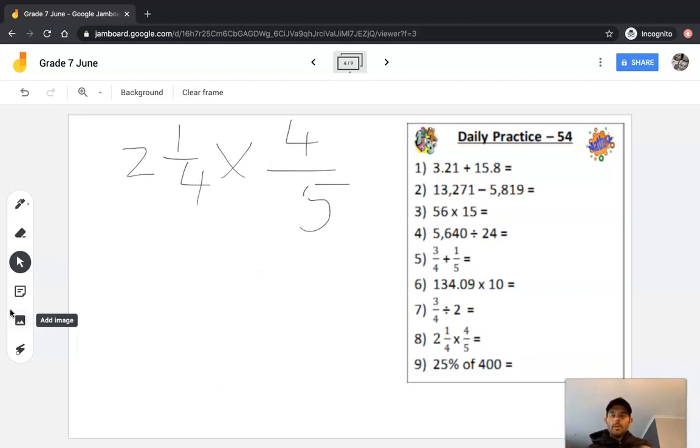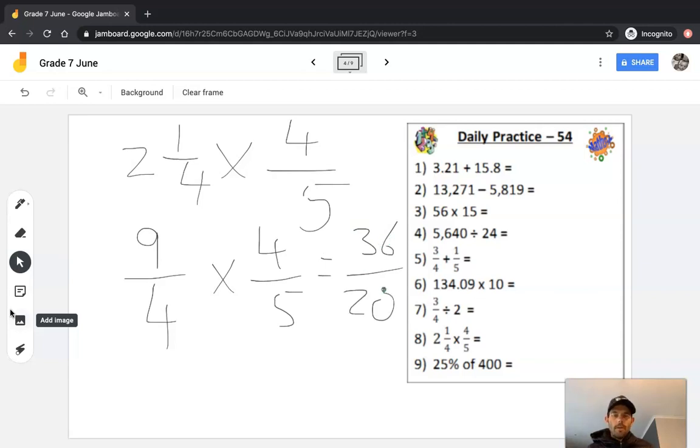First thing I'm going to do is convert 2 1/4 to an improper fraction, which is 9/4. Remember, 2 times 4 is 8, plus the numerator 1 is 9 over the original denominator 4. Multiply that by 4/5. Now you can say 9 times 4 is 36 and 4 times 5 is 20, but then you're going to have to simplify 36 over 20. So it involves additional steps.